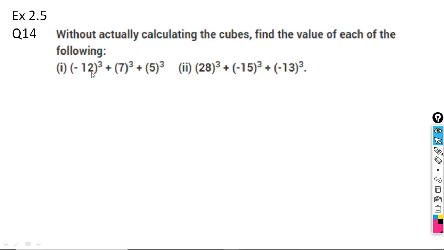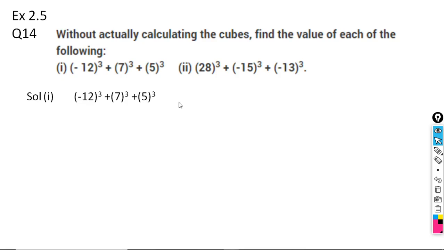In the first part, it is minus 12 cube plus 7 cube plus 5 cube. We will not find their cubes and we are not going to add and subtract. We have to use the identity. Let us see how we do it. If you compare the first part of this question with the identity a cube plus b cube plus c cube, the value of a is minus 12, b is 7, and c is 5.